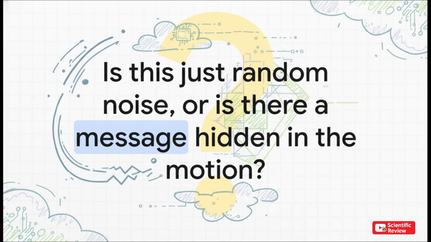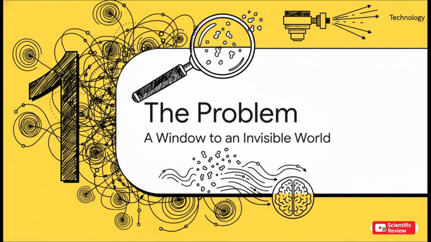And that brings us to the absolute core question that scientists are desperately trying to answer. Is this incredibly intricate path just random, meaningless noise? Or is there a deeper message hidden in all that motion? A message that could tell us everything about the invisible world these particles actually live in? To even begin to answer that, we first need to get a handle on the technology that lets us watch this dance in the first place, and, of course, the pretty unique challenges it brings with it.